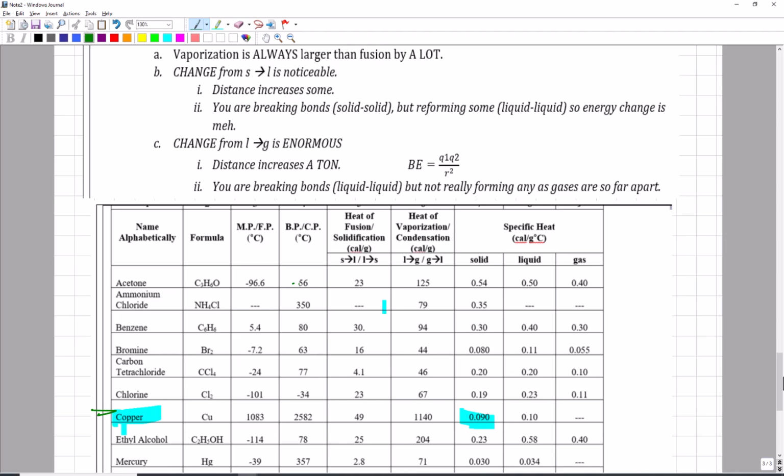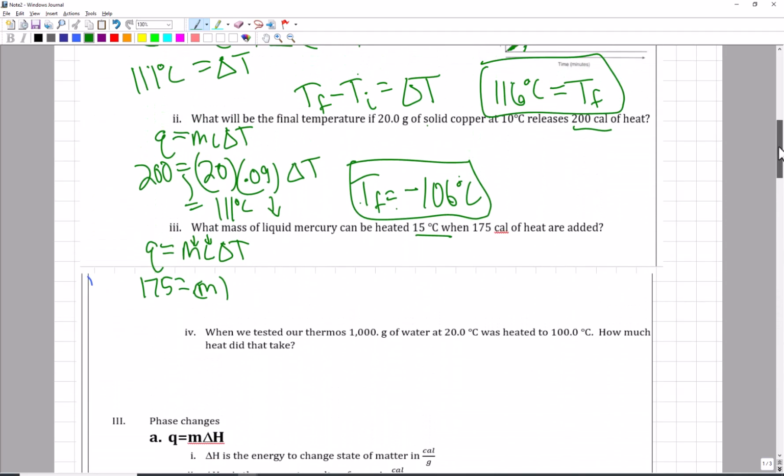Specific heat of liquid mercury is 0.034. My delta T, it's heated 15 degrees, so that's just a 15 there. So to get rid of these guys, I do the inverse operation, so I'm going to divide. So 175 divided by 0.034 divided by 15 is going to be 343 masses in grams.